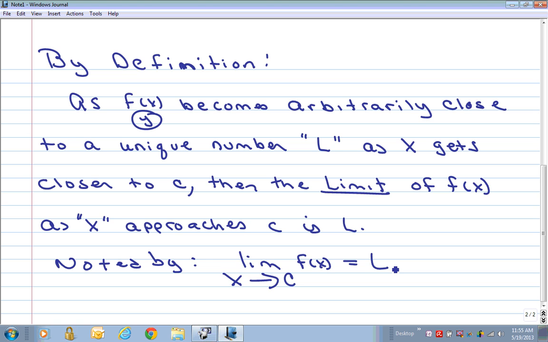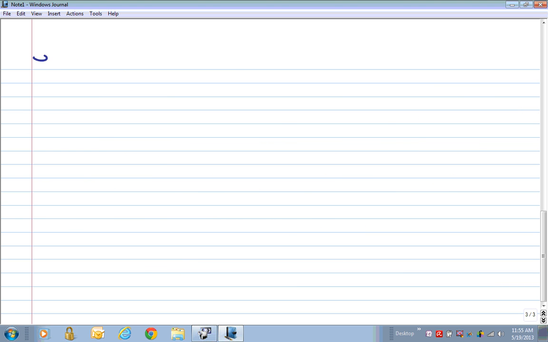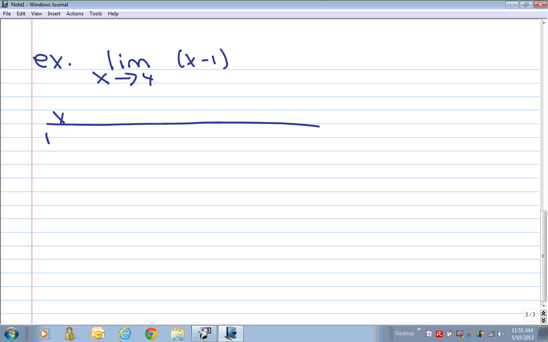So let's take a look at this example based on that definition. Our limit as x approaches 4 of x minus 1. Okay, if we create a table, an x and y table, x and then y, of course, is f of x, our table would go this way. It would be 3.9. As we get closer to 4, it'd be 3.99. Then you would have 4. On the other side, you would have 4.001, 4.01, 4.1, and it would continue to get larger.